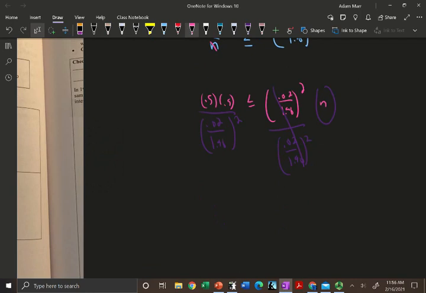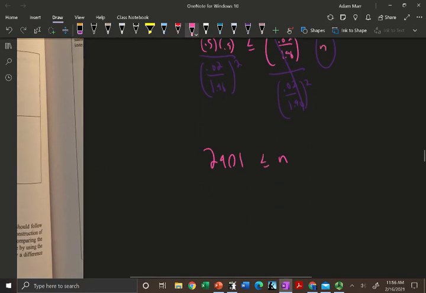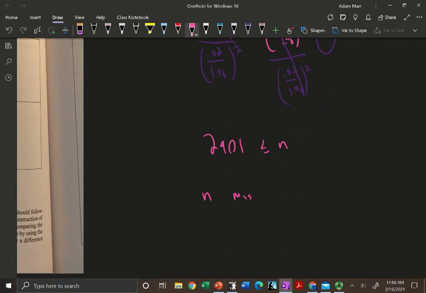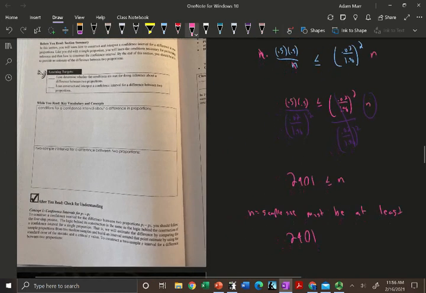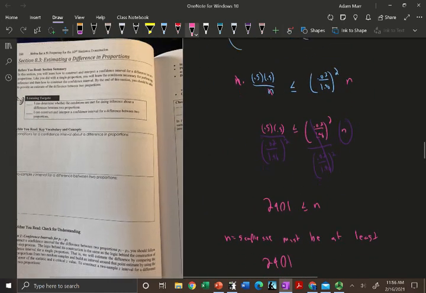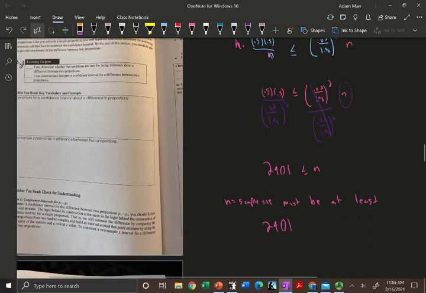All right, so we have right here that 2,401 is less than or equal to n, so n must be at least 2,401. Okay, so your sample size, n, must be at least 2,401 to have a margin of error of at most 2%. Okay, is what they had asked right here.